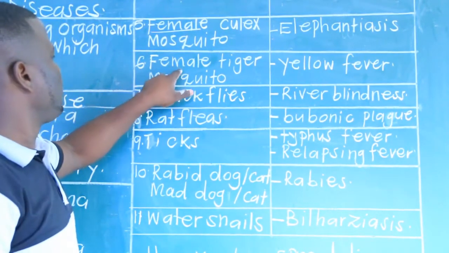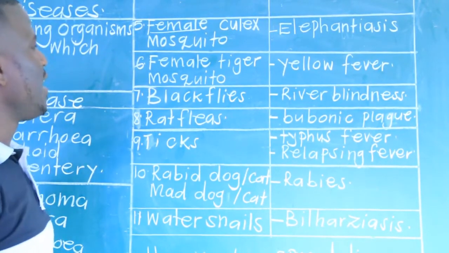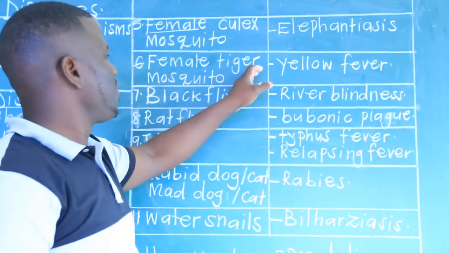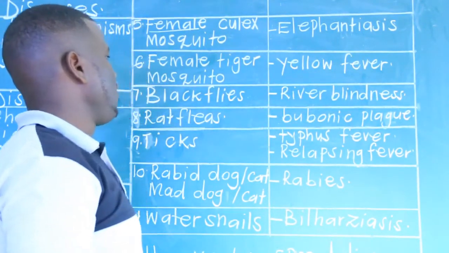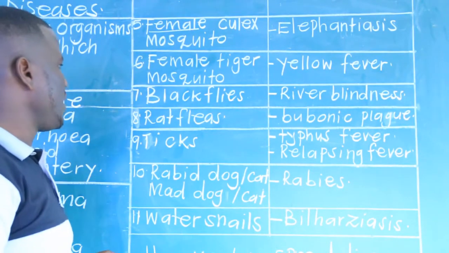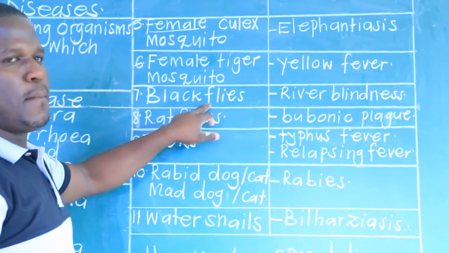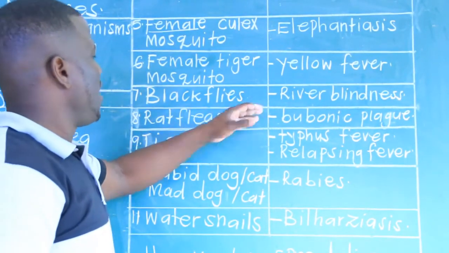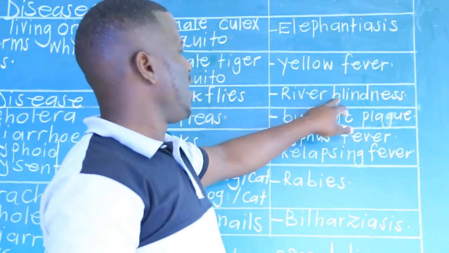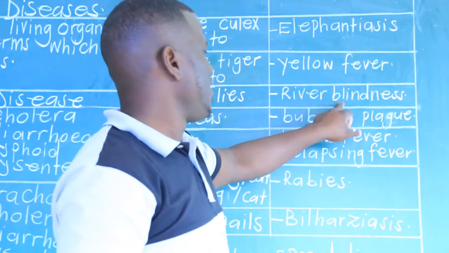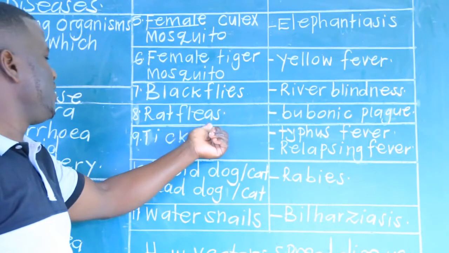Then we have female tiger mosquito. Female tiger mosquito spreads a disease called yellow fever. Number 7, we have black flies. Black flies spread a disease called river blindness. Number 8, we have rat fleas.